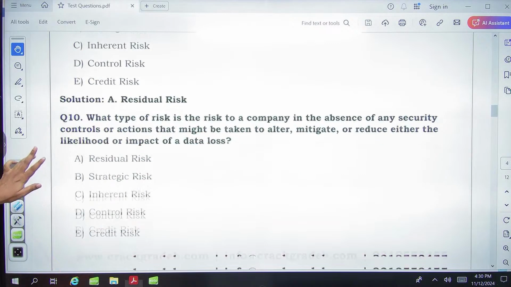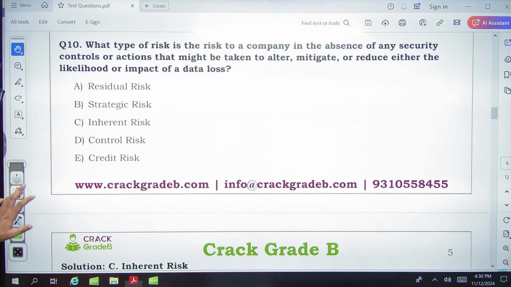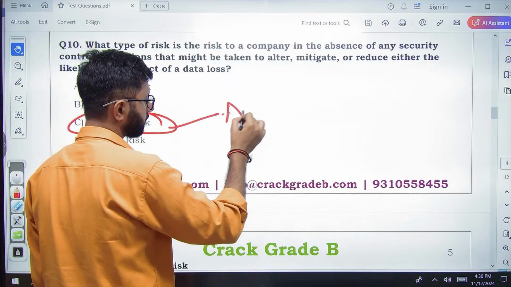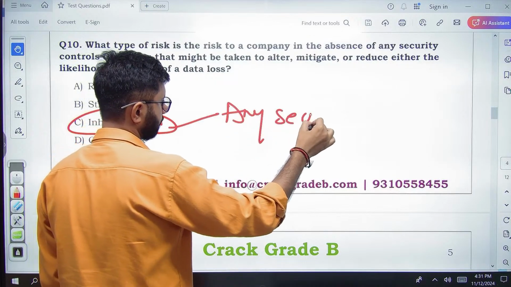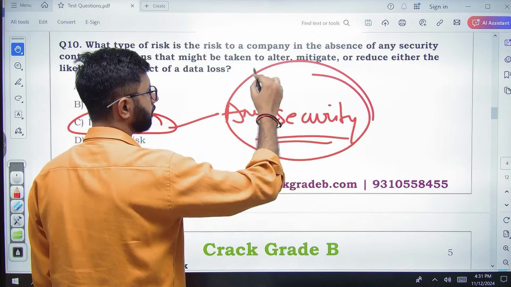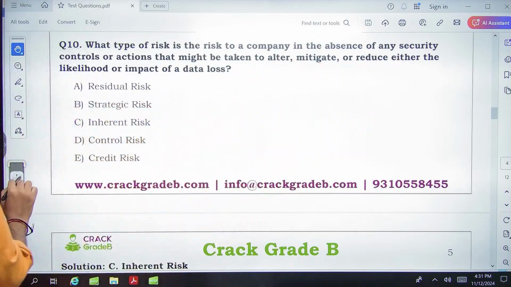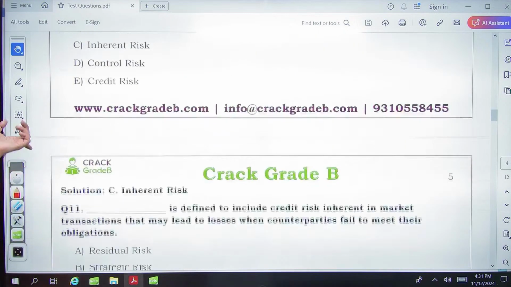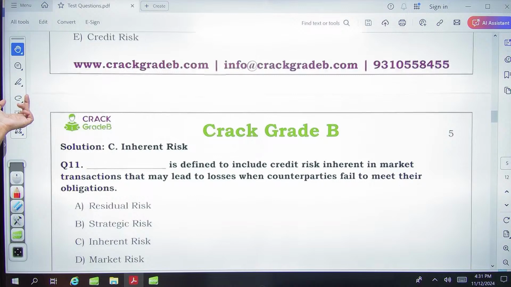So here the correct answer is inherent risk. Okay, if you do not have any security system, which if it would have been there could have protected you from all those risks, then you are suffering from inherent risk. Next question.